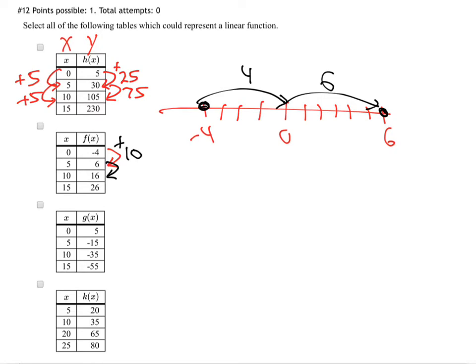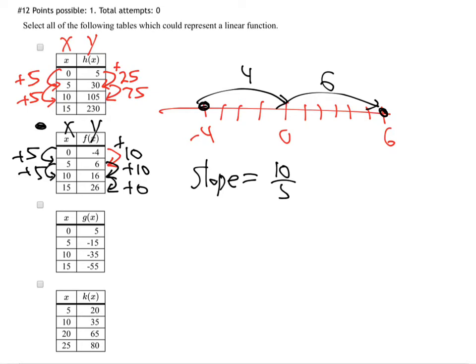Now, how far is it on the next jump? How far from 6 to 16? 10. How far from 16 to 26? 10. There's our baby. That one's going up by the same amount every time. That's the same slope. What is the slope of that one? It's not 10. Remember, what's the other side going up by? 5 every time.